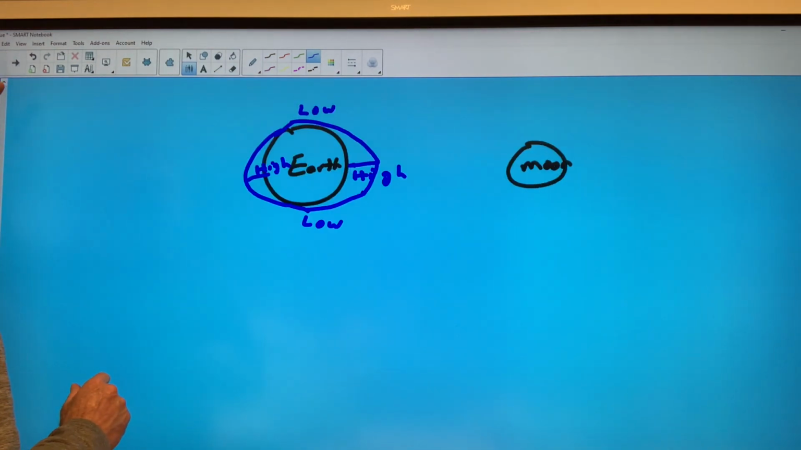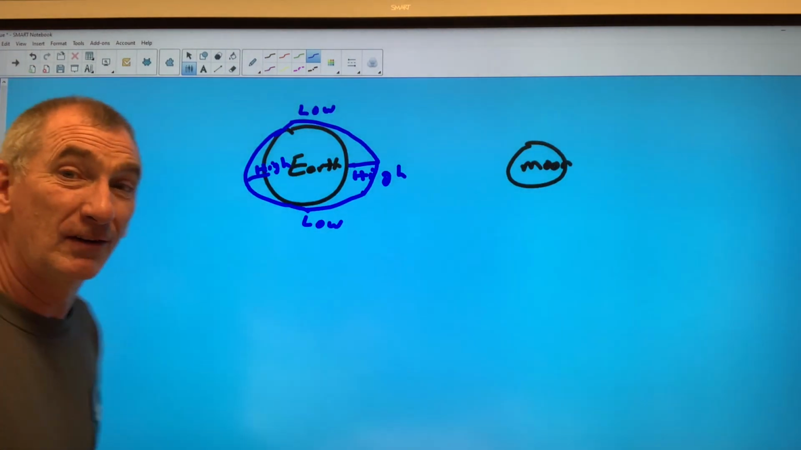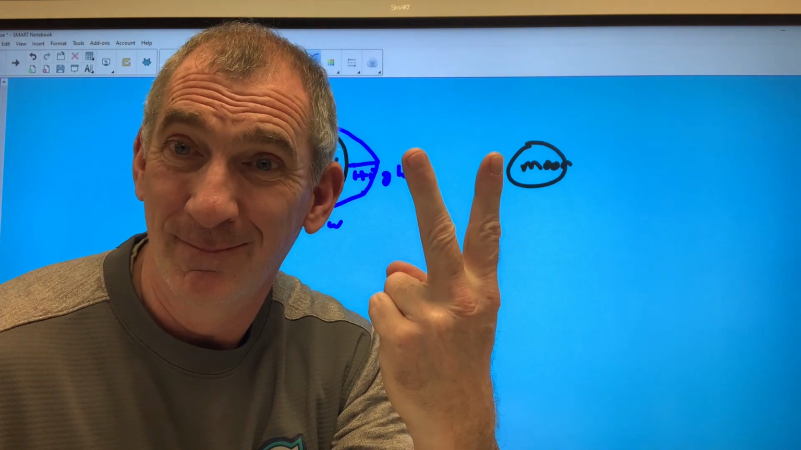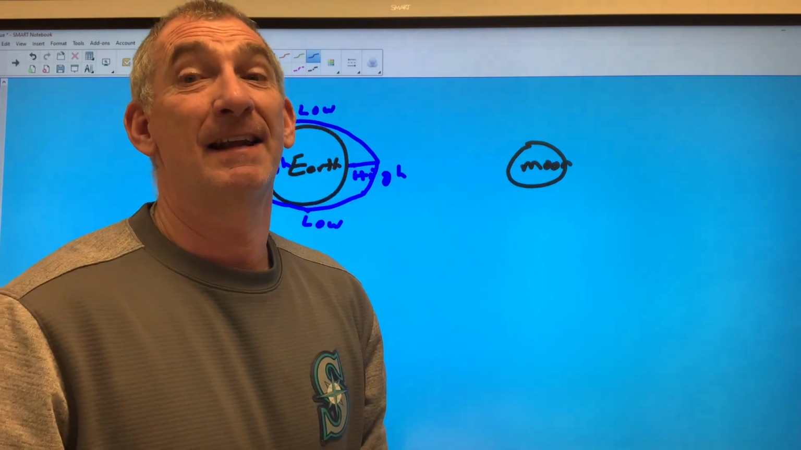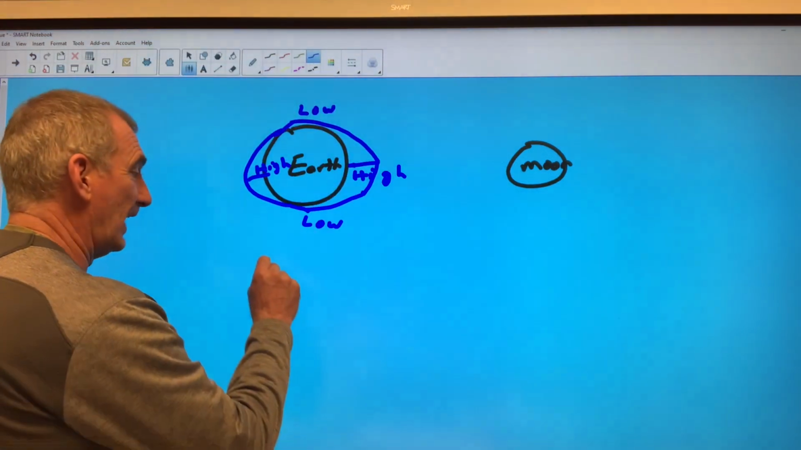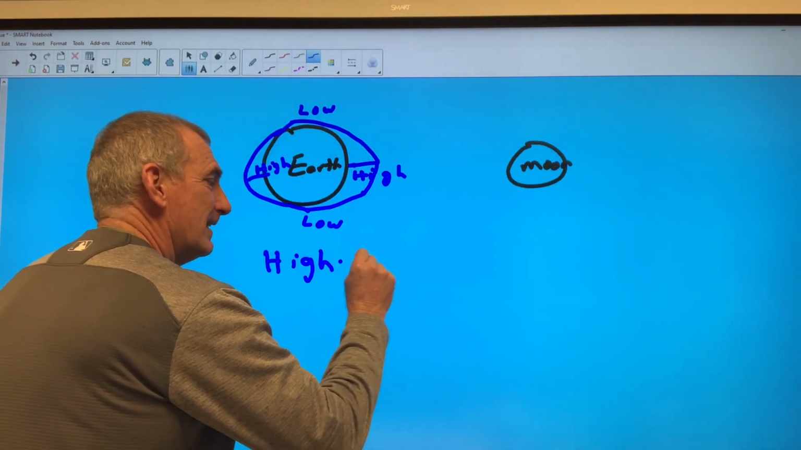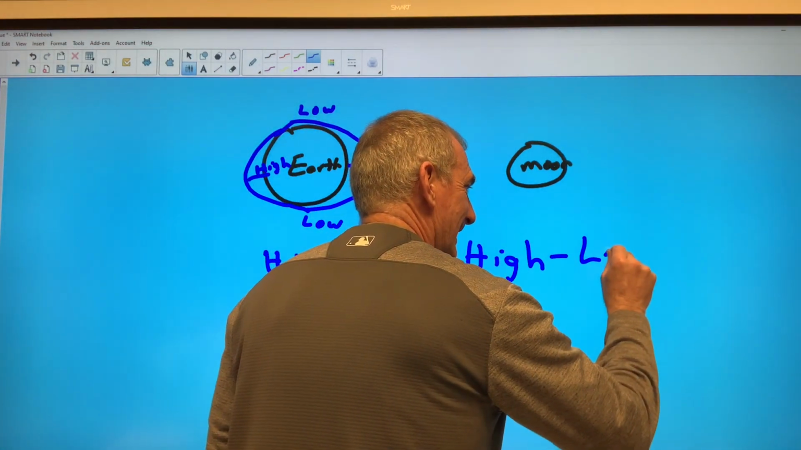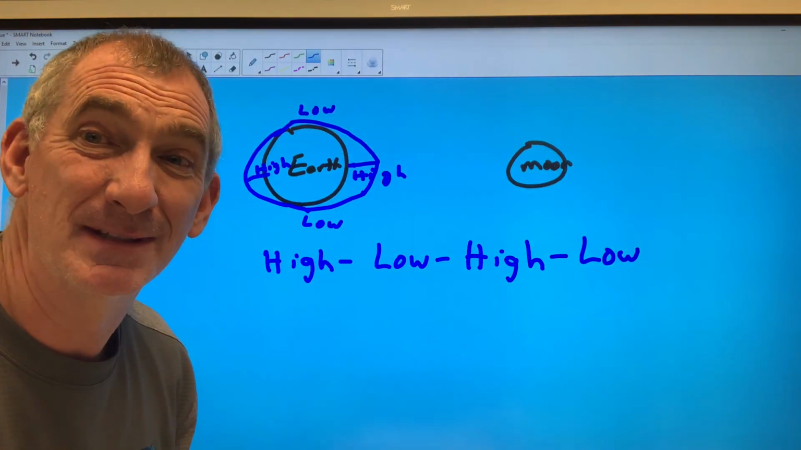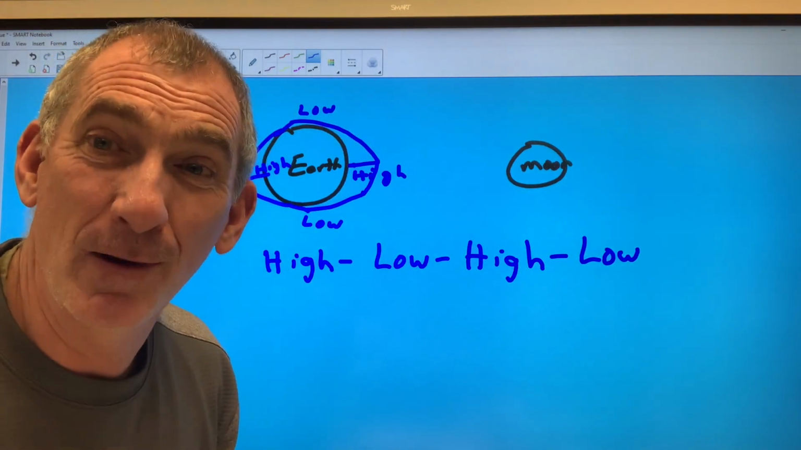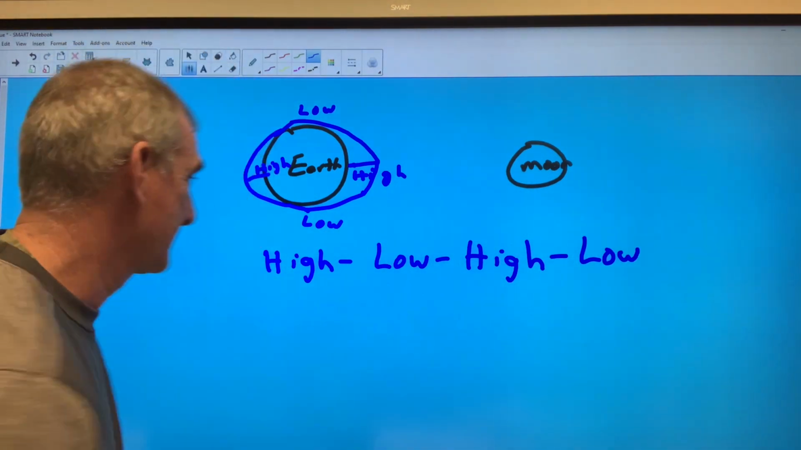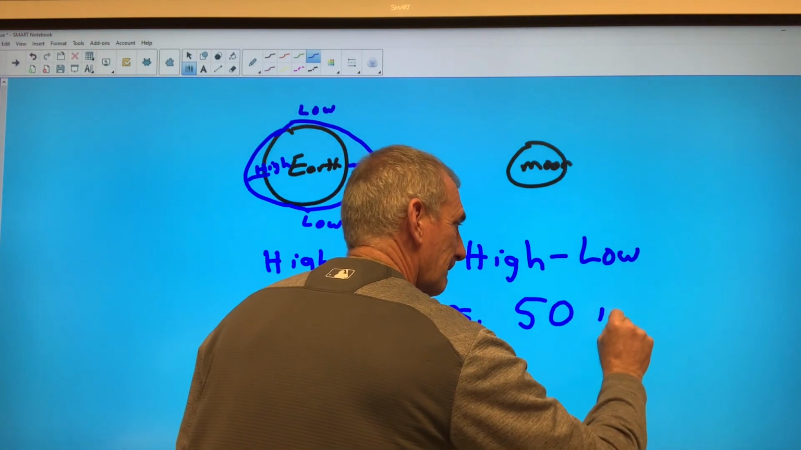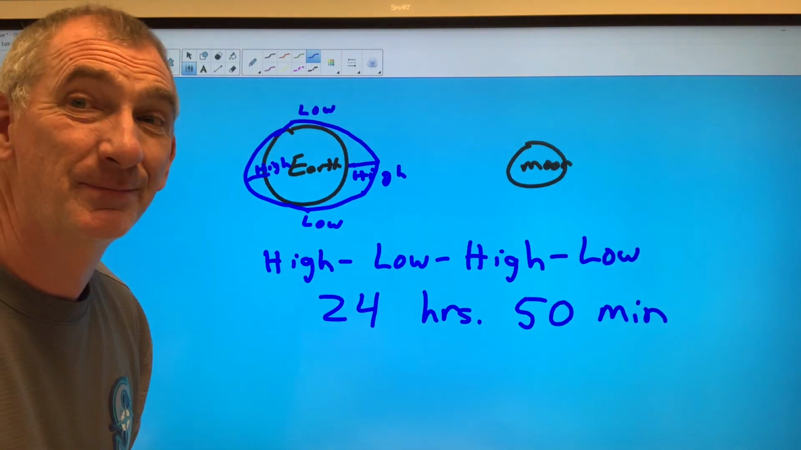And then what we said is that the tides are created by the gravitational force of two things: the sun and the moon. And the next thing on our notes says tidal cycle. A tidal cycle is a high tide, then a low tide, then a high tide, and then a low tide. Two high tides and two low tides, and they happen every 24 hours and 50 minutes. Okay, that's the first two parts of our notes.